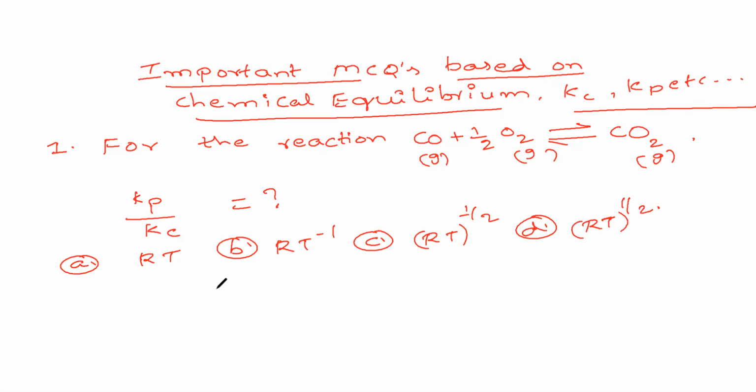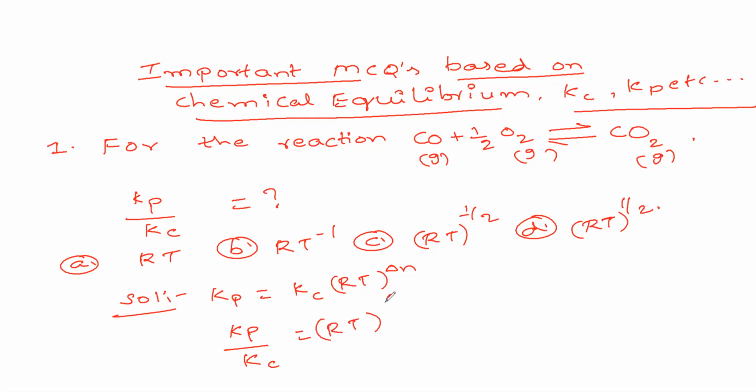Now, we already know that Kp is equal to Kc RT whole to the power of delta n. I'm writing the solution, so please note it down. Kp is equal to Kc RT whole to the power of delta n. By this we can say Kp by Kc is equal to RT whole to the power of delta n. So to find the delta n value, delta n is equal to the number of moles of gaseous products minus the number of moles of gaseous reactants, only gaseous reactants and gaseous products.